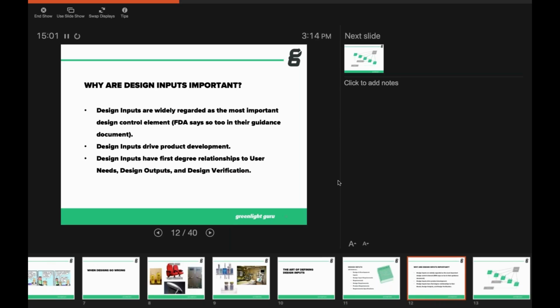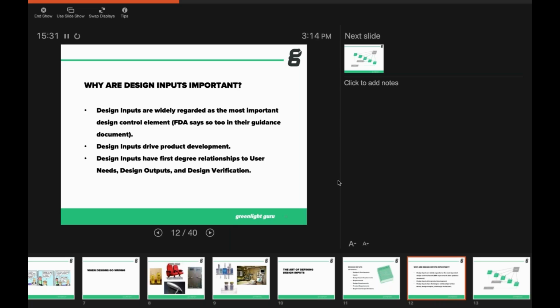So why are design inputs so important? Well, I think they're the most important part of the design and development process. FDA has said this. It's been pretty clear in a lot of other presentations on design controls and from ISO and GHTF and so on. But if you think about it, this is where you define all the things that your product should do.